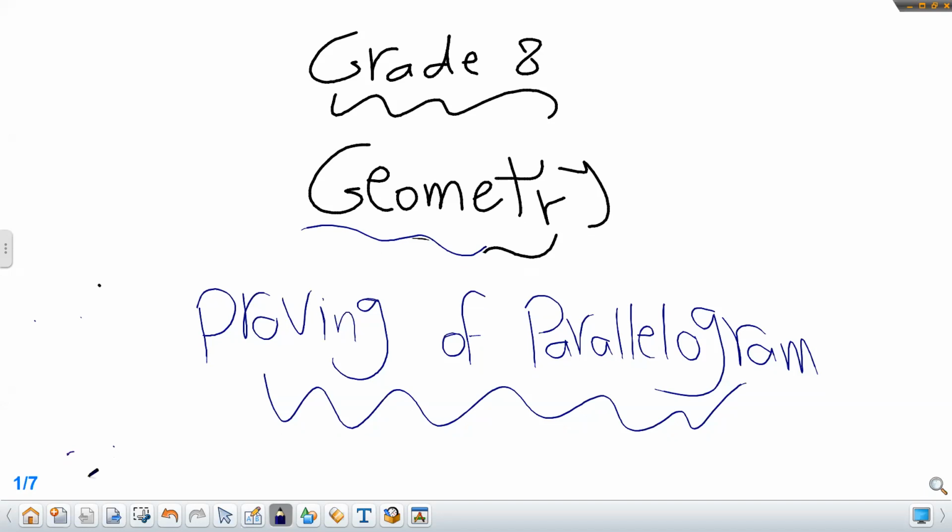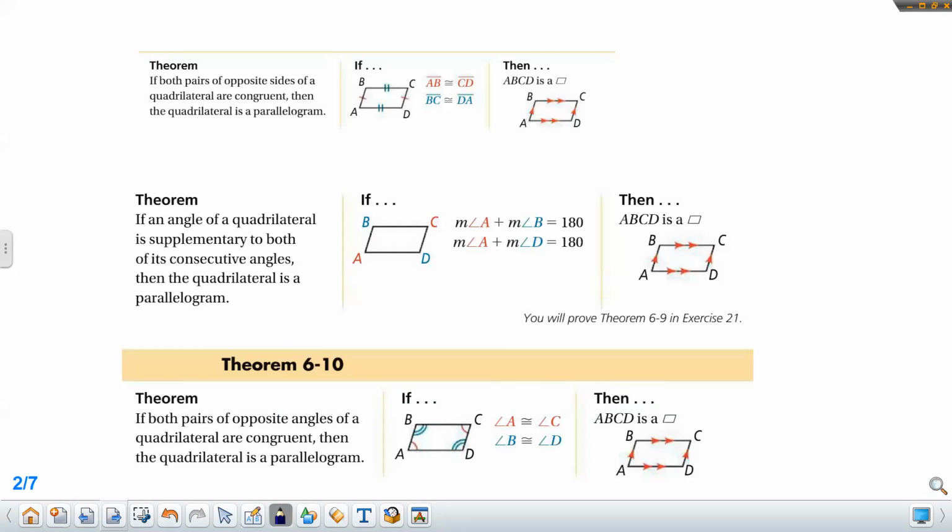First, you must know, guys, you must know, girls, that you have 5 cases. If you get any one of them, then the quadrilateral is a parallelogram. First case: if both pairs of opposite sides of a quadrilateral are congruent, then the quadrilateral is a parallelogram.